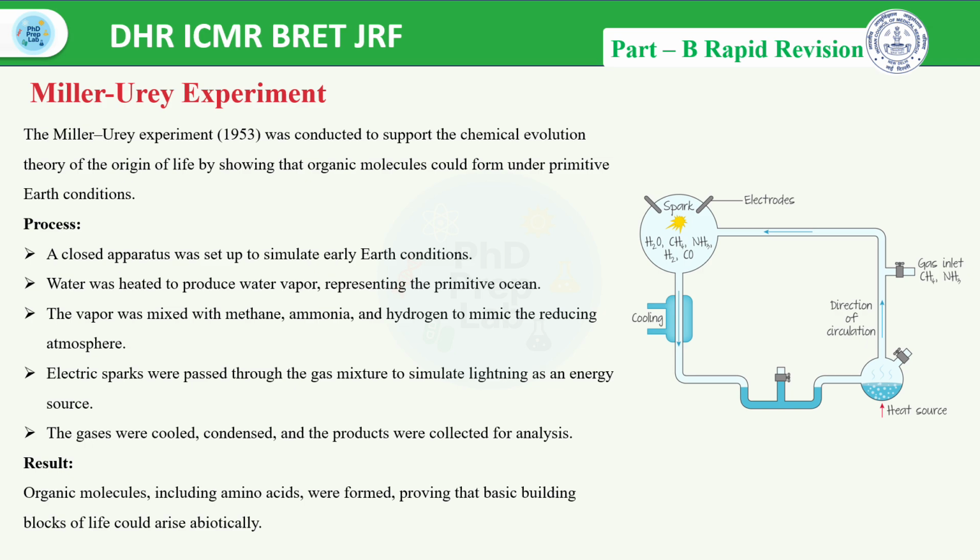This setup was composed of a closed apparatus, which was set up to simulate, or mimic, the early Earth conditions. There was water which was heated to produce water vapor, which represented the primitive ocean. This water vapor was mixed with methane, ammonia, and hydrogen to mimic the reducing atmosphere. So these are your inorganic molecules. Then there were electric sparks, which were passed through the gas mixtures to simulate lightning as an energy source. When the gases were cooled, they were condensed, and the products were collected for analysis.